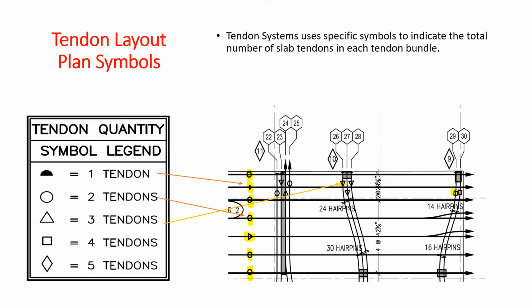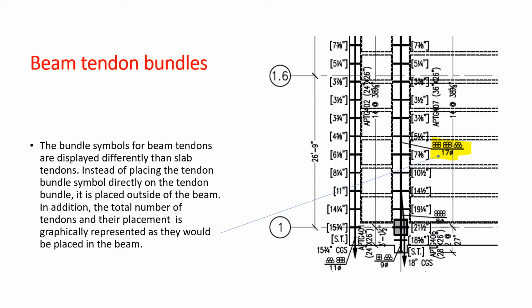Tendon Systems uses specific symbols to indicate the total number of slab tendons in each tendon bundle. Take a look at the symbol legend here, and see how each symbol corresponds to the number of tendons in each bundle. The bundle symbols for beam tendons are displayed differently than slab tendons.